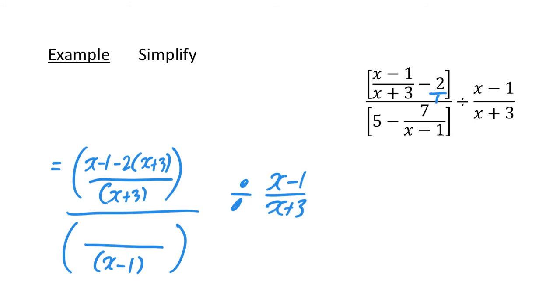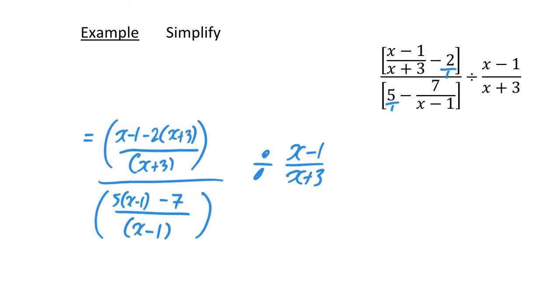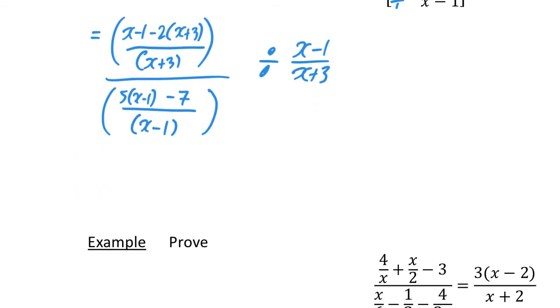Same idea in the bottom line. That's 5 over 1, so it needs to be multiplied by x minus 1. So it's 5 times x minus 1 and minus 7. And then that's an absolute mess. So if something's a mess, you tidy it up.